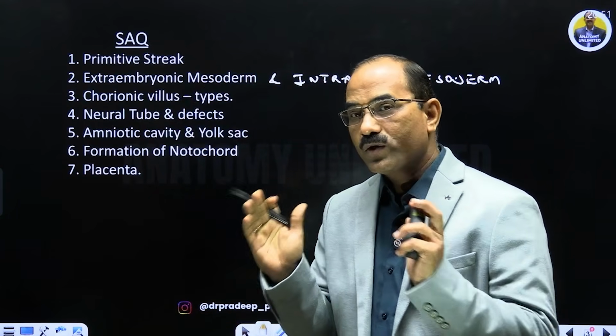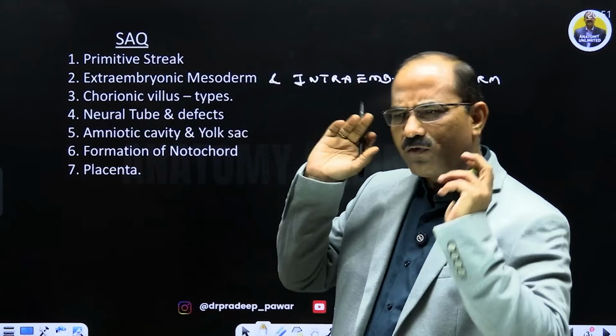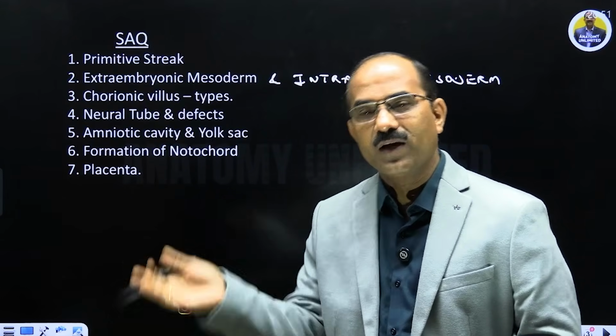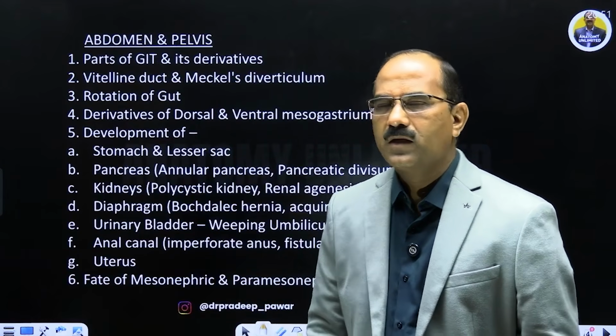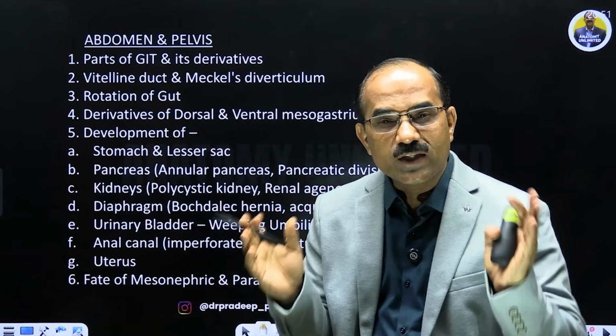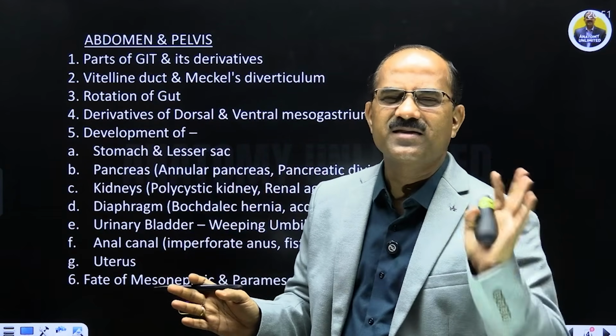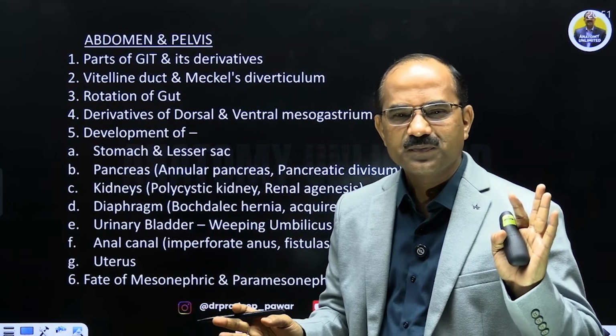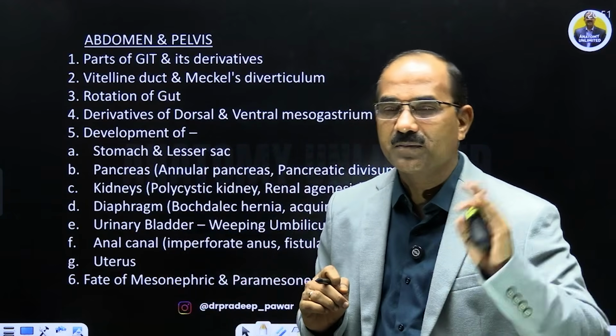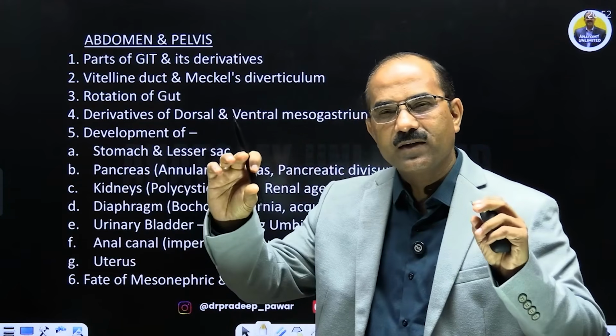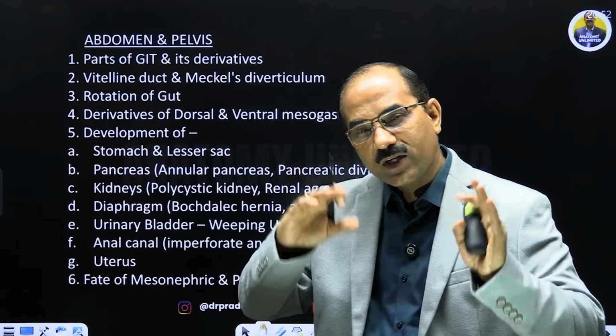This can be also there for the table Viva. So remember, everything that I'm telling is important from Viva and from the theory point of view. Now, abdomen and pelvis, the parts of GIT, the foregut, midgut, hindgut, the derivatives of all these parts, always asked in the exams, Vivas. What is Meckel's diverticulum? That's a short note. What is vitelline duct? What is a fecal fistula?